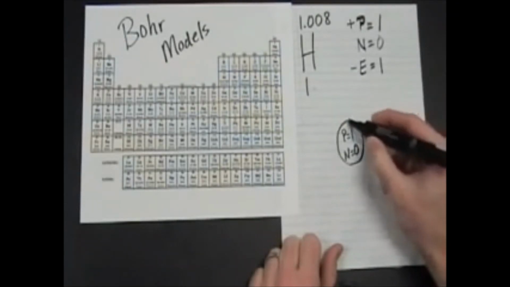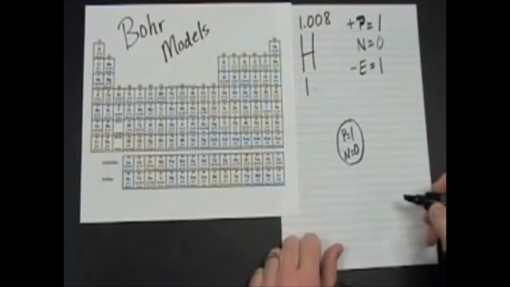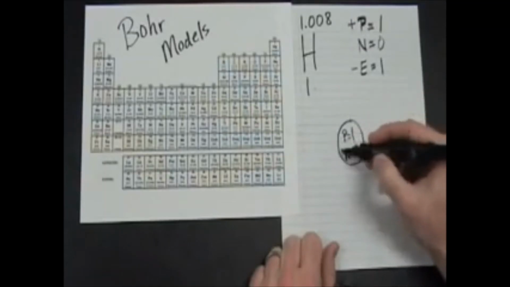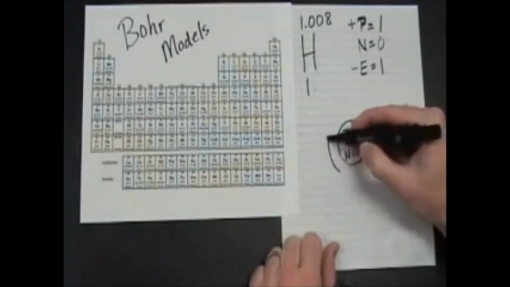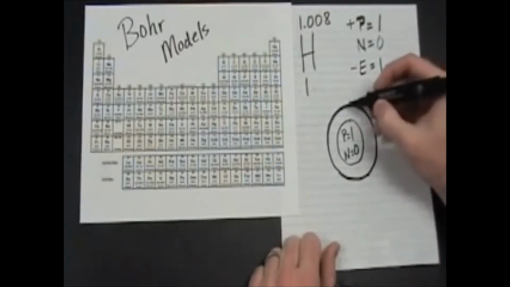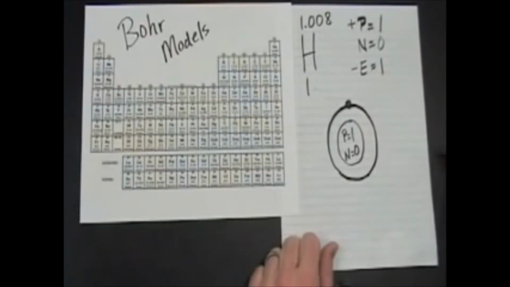There's our nucleus. Now we have to draw the first energy level. The energy levels, or the orbitals, are where the electrons are. The nucleus is the body of the atom that holds the protons and neutrons. Here is our energy level that holds electrons. And we have 1 electron. We're going to put it right up there. That's the Bohr model for hydrogen.